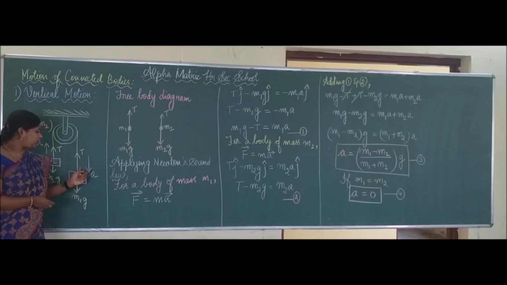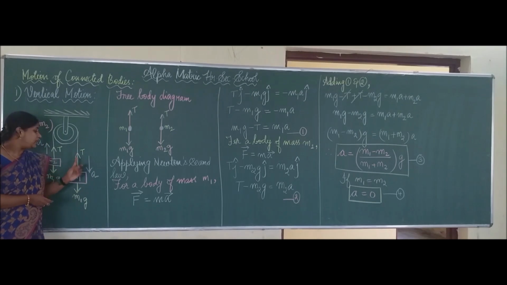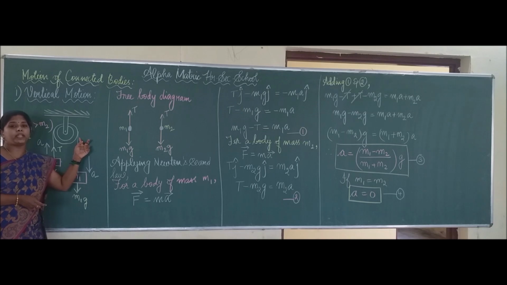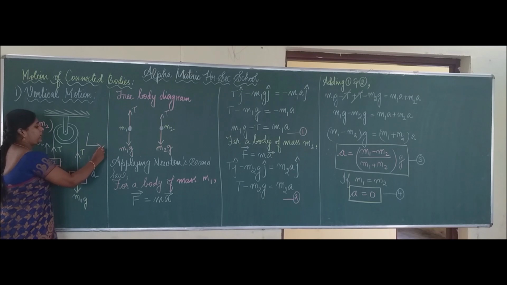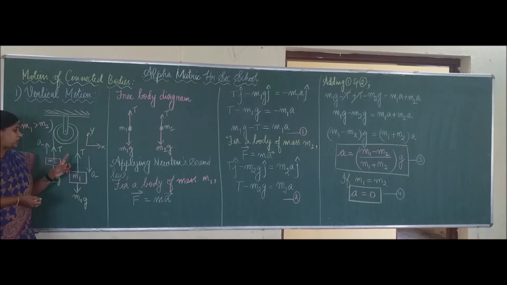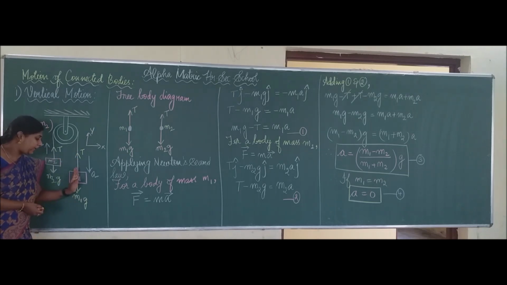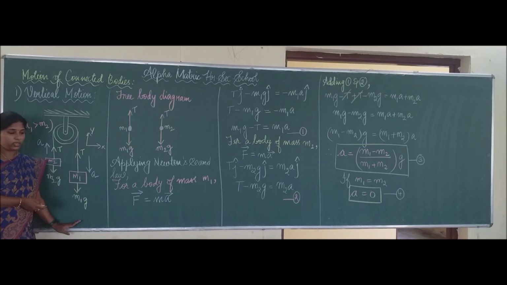The tension is acting on the string. It is acting upwards, so the unit vector is j cap, because it is acting in the y direction. This is the x direction and this is the y direction. So tension is acting along the positive y direction, and M1g is acting along the negative y direction. Positive y direction has unit vector plus j cap and negative y direction has unit vector minus j cap. These two forces are equal and opposite, so we have to subtract them.